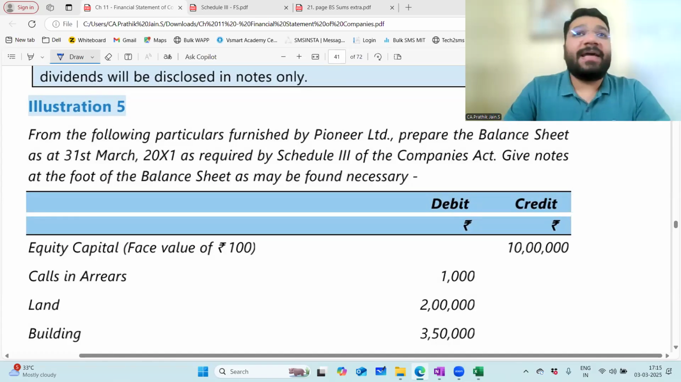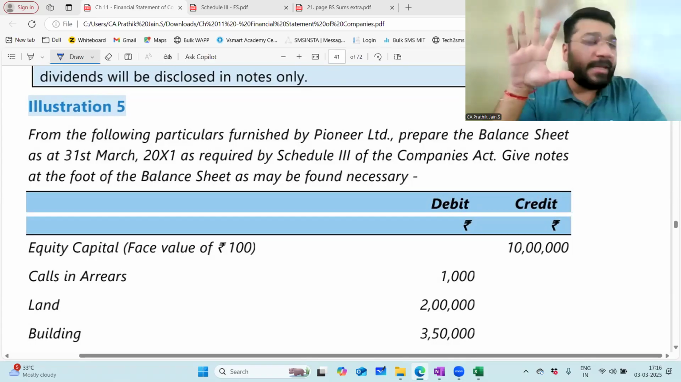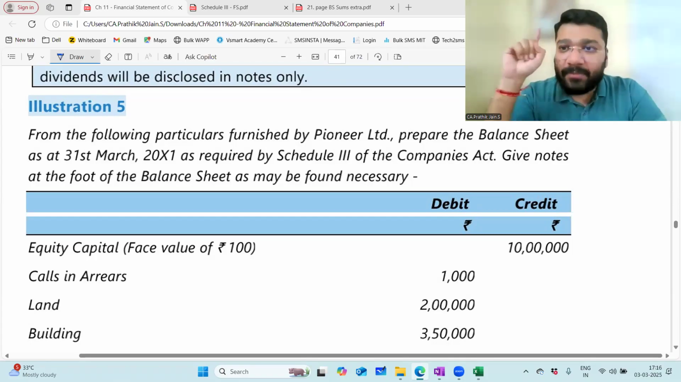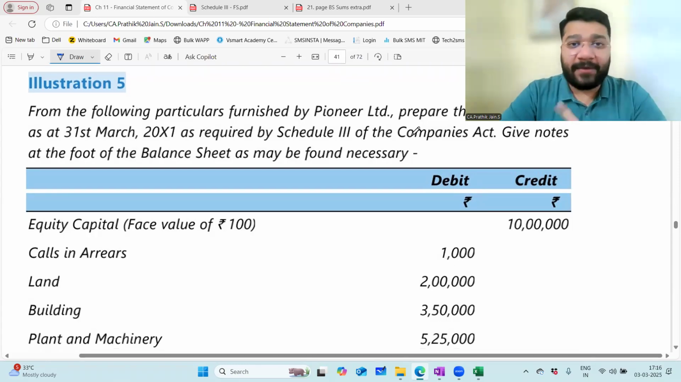We're doing this chapter called preparation of the financial statement of a company. Last class we worked out illustration 3 from the ICAI module. Now we'll be heading forward to illustration 5. Illustrations 1, 2 and 4 I've skipped in between because when the right time comes, I'll be discussing those questions. So now the best question to do next is illustration 5.